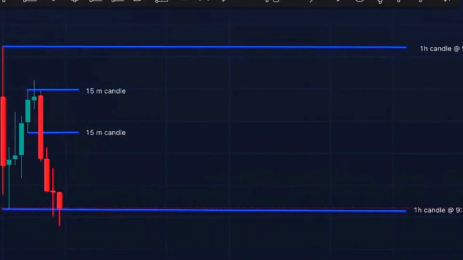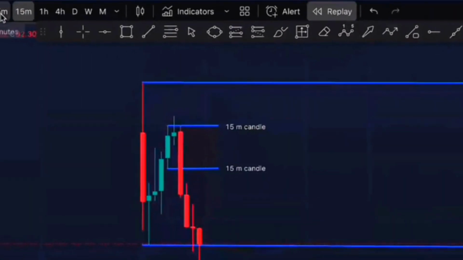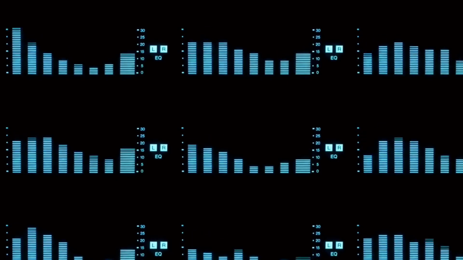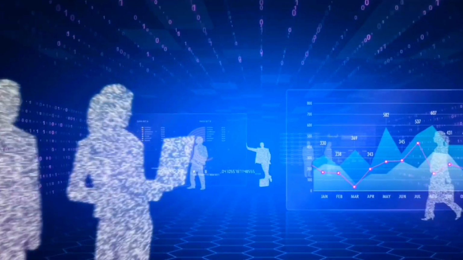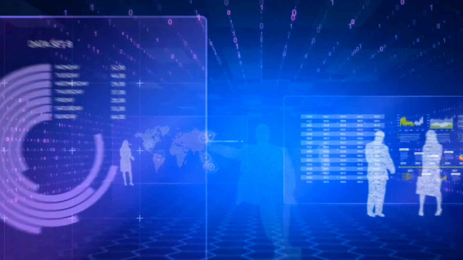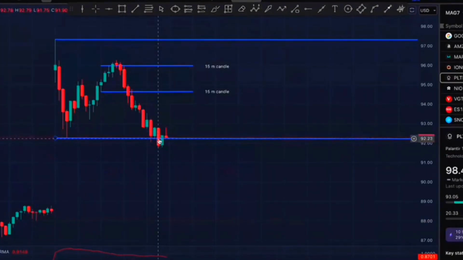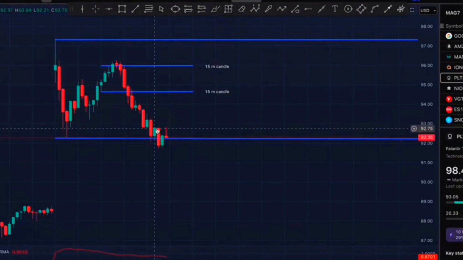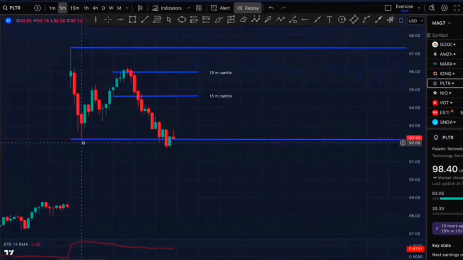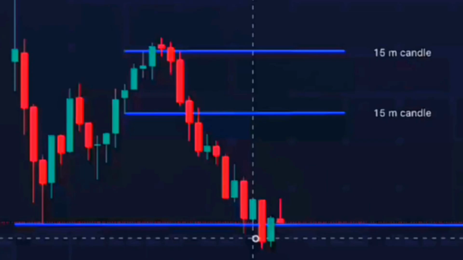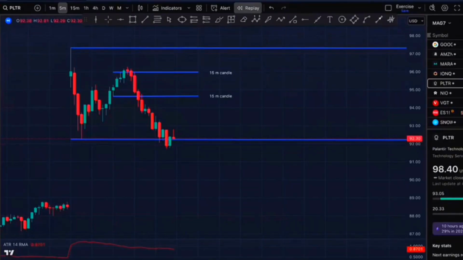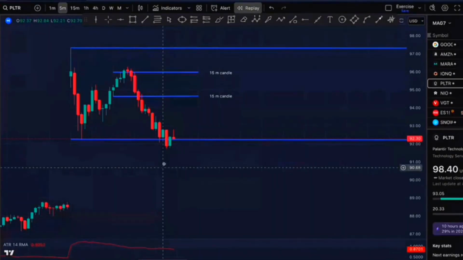So now we can move to the 5-minute for our entry. Okay, that will give us the precision. Let's go to the 5-minute chart. As you can see here, now we have a retracement. It grabbed the liquidity, and also the first candle here, the bearish candle, broke out of the range. So what we are looking for is our entry now.